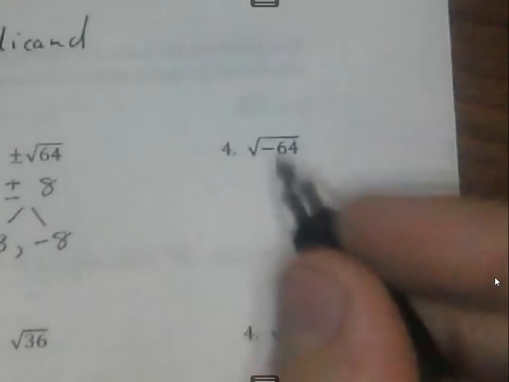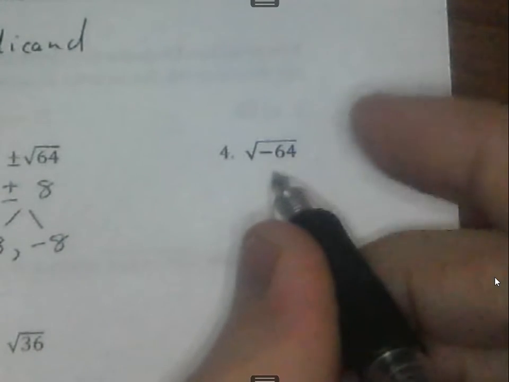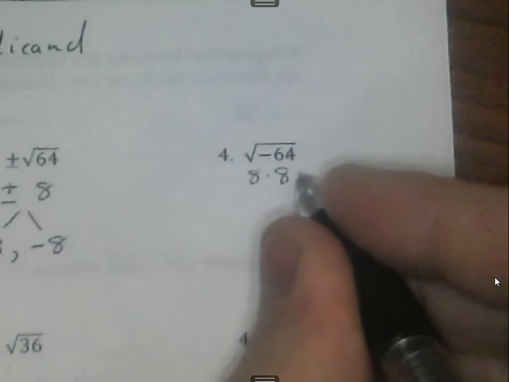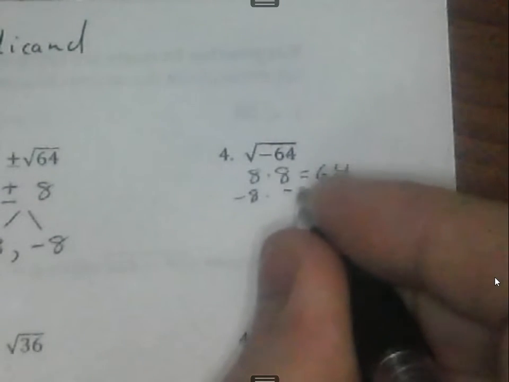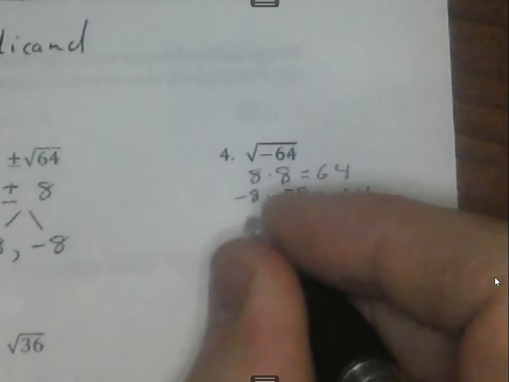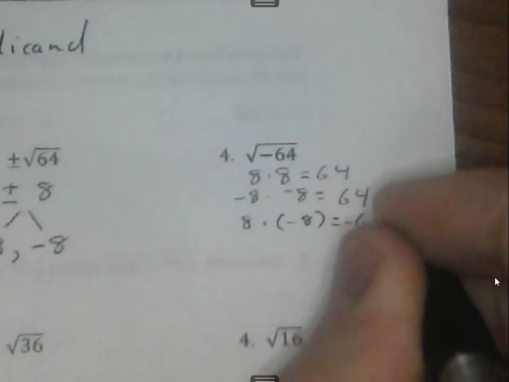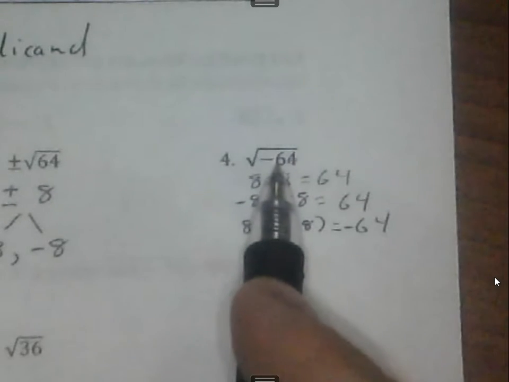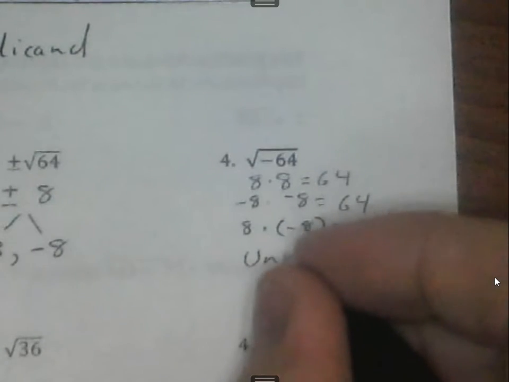Number 4, if I take the square root of negative 64, this one is saying, hey, if we have 2 numbers that multiply to give us 64, if I try 8 times 8, that gives us 64, not negative 64. If I take negative 8 times negative 8, that gives me positive 64. Doesn't give me negative 64. The only way I can get negative 64 is if I take 8 times negative 8. Unfortunately, what we said is we have to be multiplying the number by itself to get the number inside. So in this case, there's nothing that we can do to get that, so we call this one undefined.